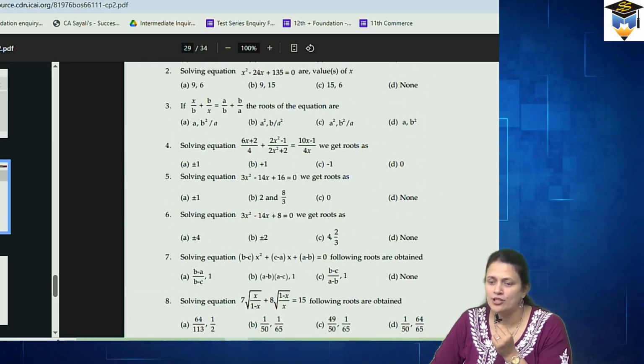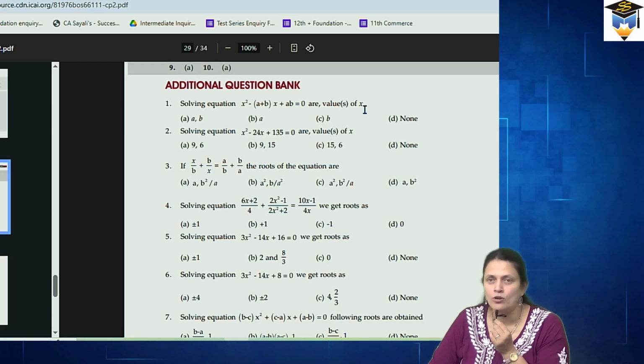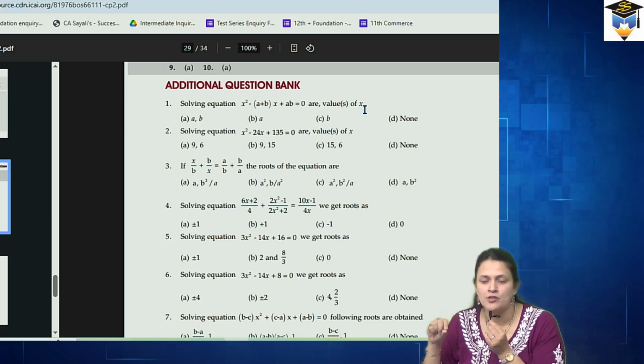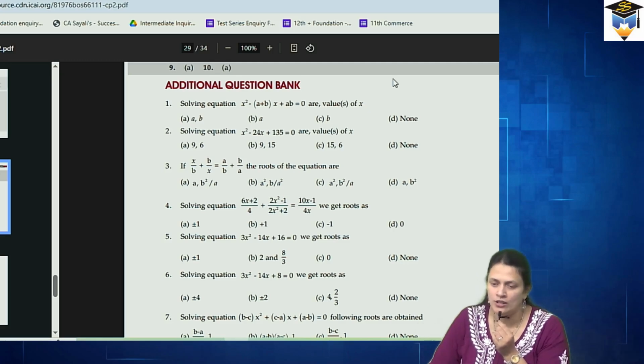Most of the sums can be solved using the method of substitution because that becomes easier for you to solve. So now please pay attention to question number 1. x square minus (a plus b) into x plus ab is equal to 0. You have to find out the value of x. By the method of options, by substituting the options, you can find out if the LHS is equal to the RHS. Let us say we put the value of x as a.